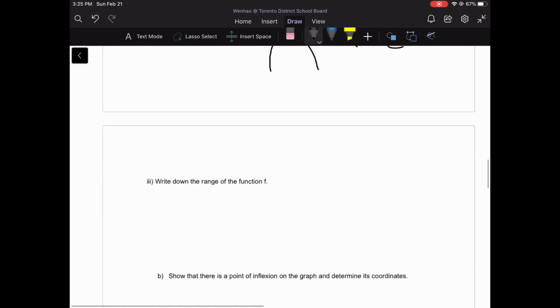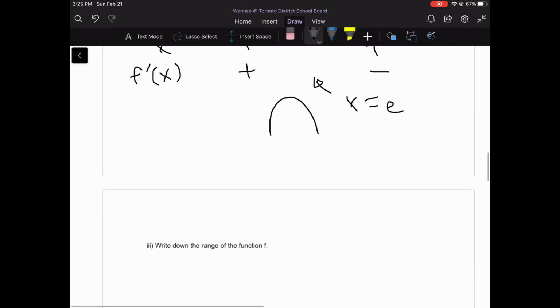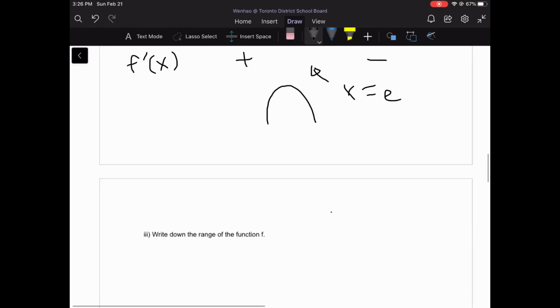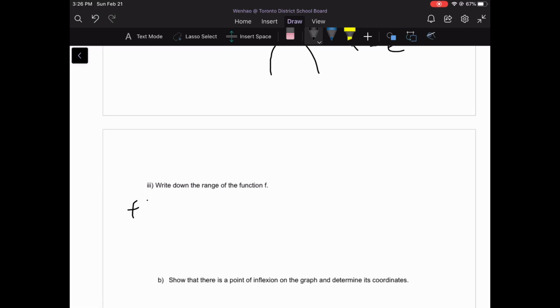Write down the range of the function f. Since we have a local max in this interval, that means this is the maximum value of f, and the maximum value in the range. So we can plug in e for x, and we get ln e over e, which gives e, 1 over e. So that is the maximum value of y, or f of x.